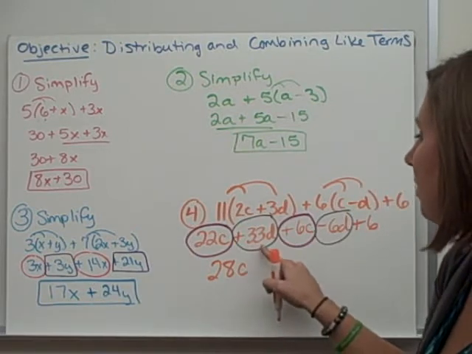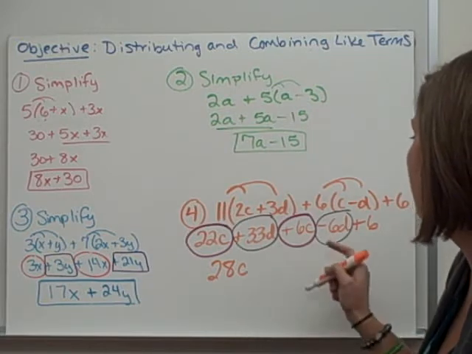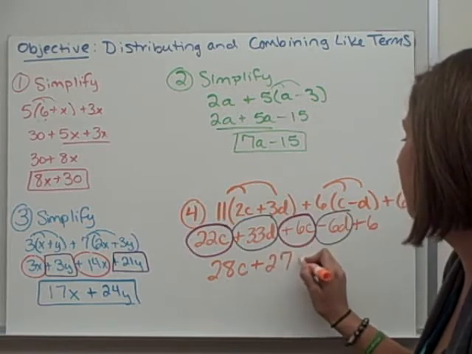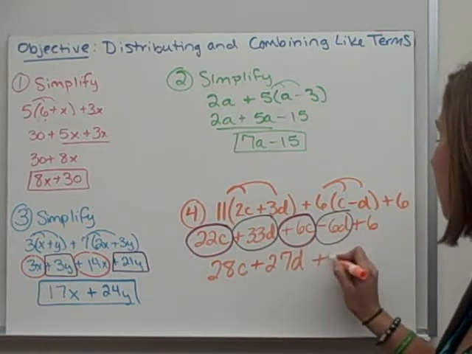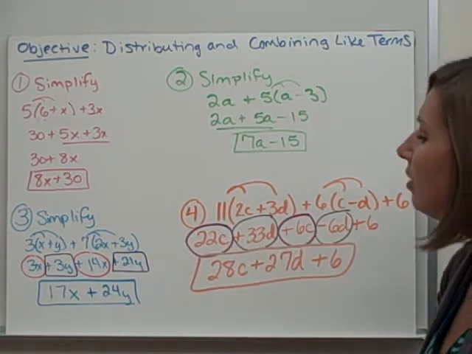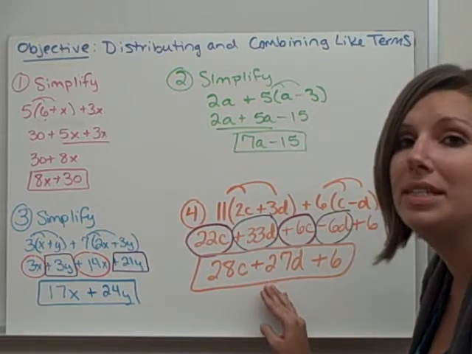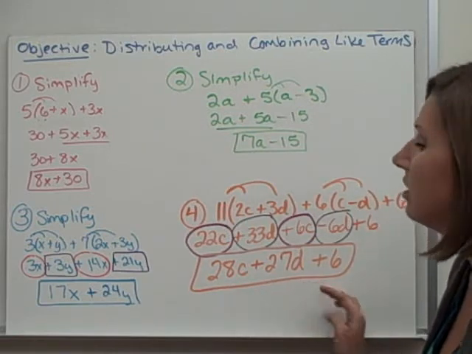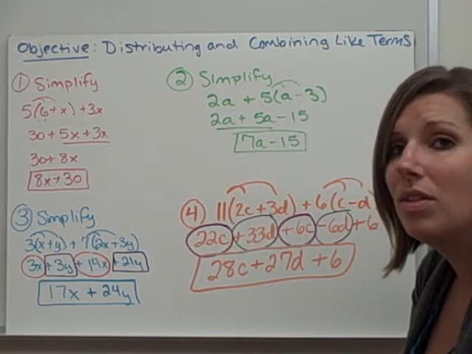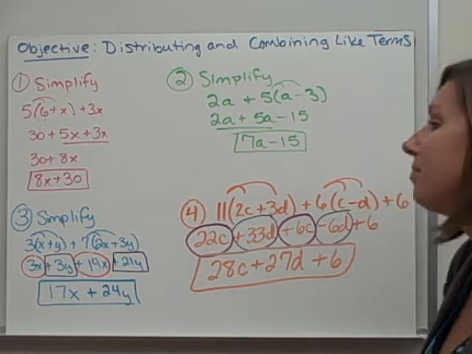Then I've got 33d's, take away 6d's. 33 take away 6 is positive 27d's, and then I just bring this down, plus 6, because there's nothing else to combine it with. If I take a look at my final answer, I've got 28c's plus 27d's plus 6. In my final answer, I have nothing else that I can put together. So that is it. It is as simple as possible, or it is simplified.